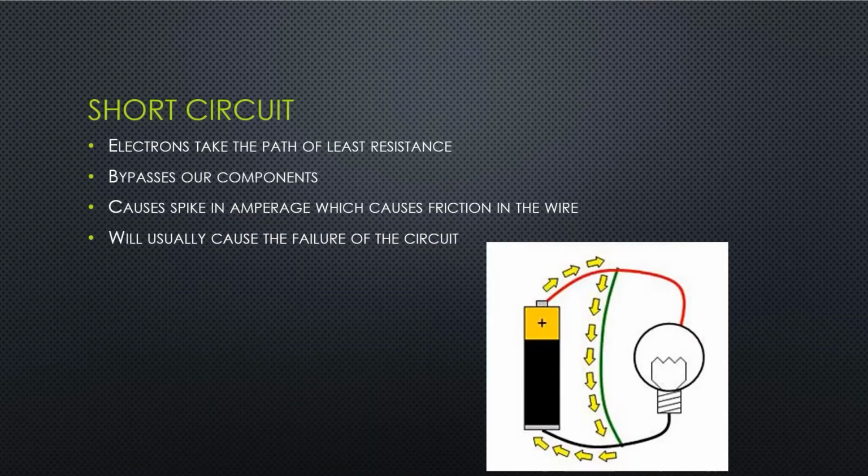A short circuit is still a circuit, but it's one that takes a path other than the one we intend. So here we have a light bulb, which we'd obviously want to light up. But so long as there's an easier path for the electrons to take, it'll take that path. So when we have this happening in our diagram where the electrons are taking a path other than through the load that we wanted to put on it, this is called a short circuit.